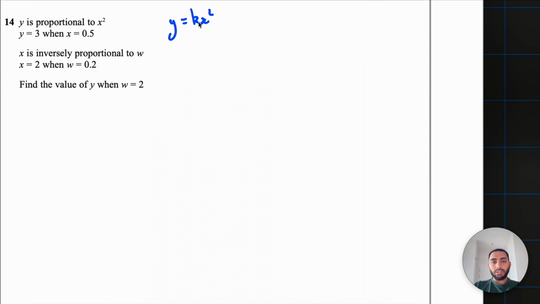K is just this constant, this number that we're trying to figure out. It's being multiplied by x squared. It's the same number all the time. When y is 3, x is equal to 0.5. So let's substitute those in.